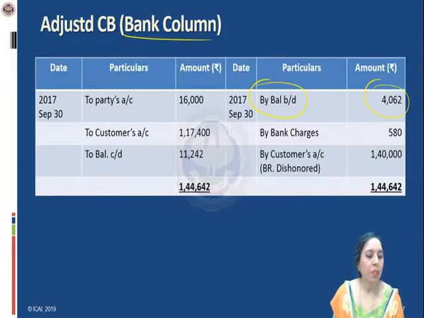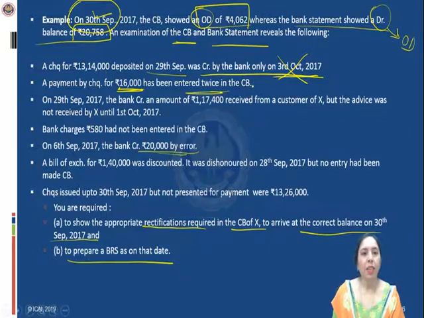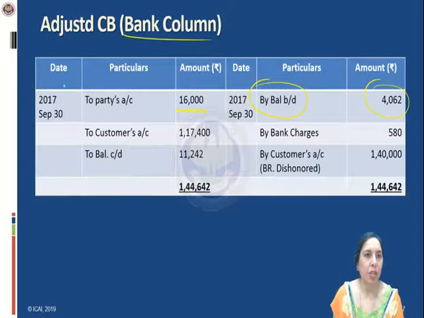First, two parties account 16,000 rupees. If you go through this, you have an entry, payment of check rupees 16,000, that has been entered twice. Twice means two times credit, which can be rectified by mentioning one item one time on the debit side. So we are doing the same thing here on 30th September. This is the rectification, two parties account 16,000.